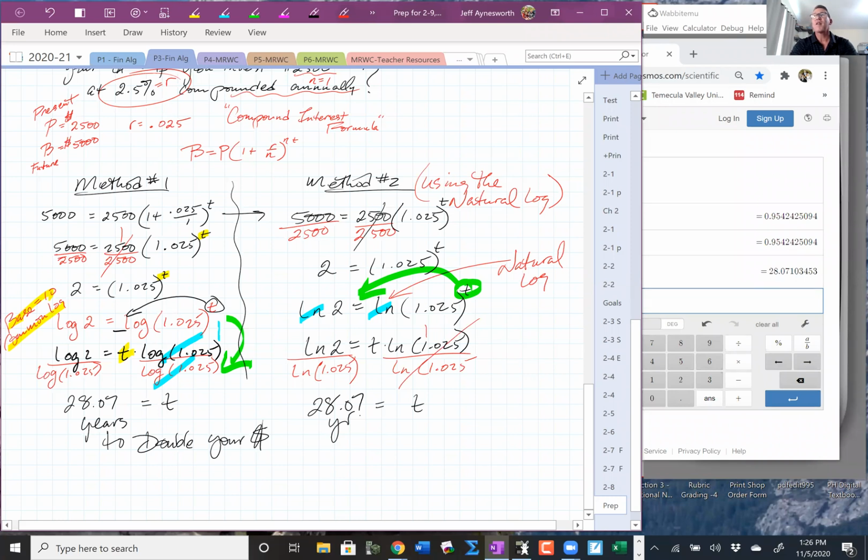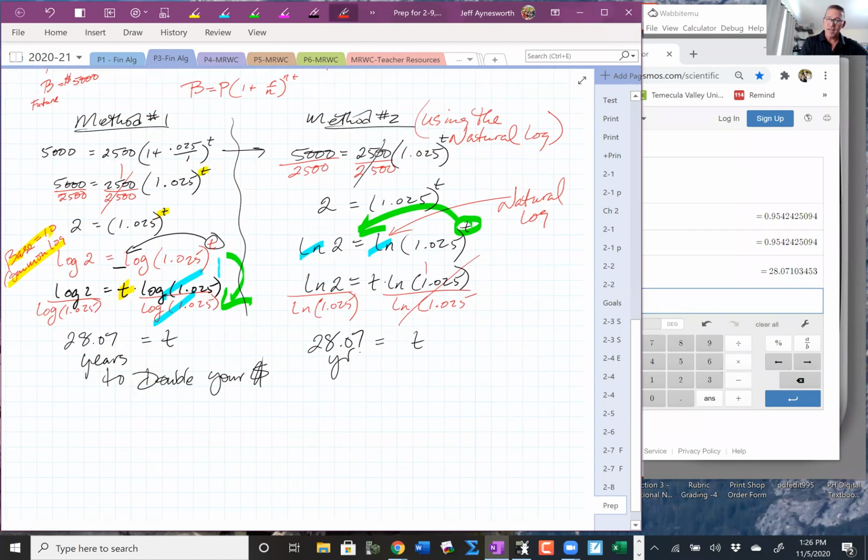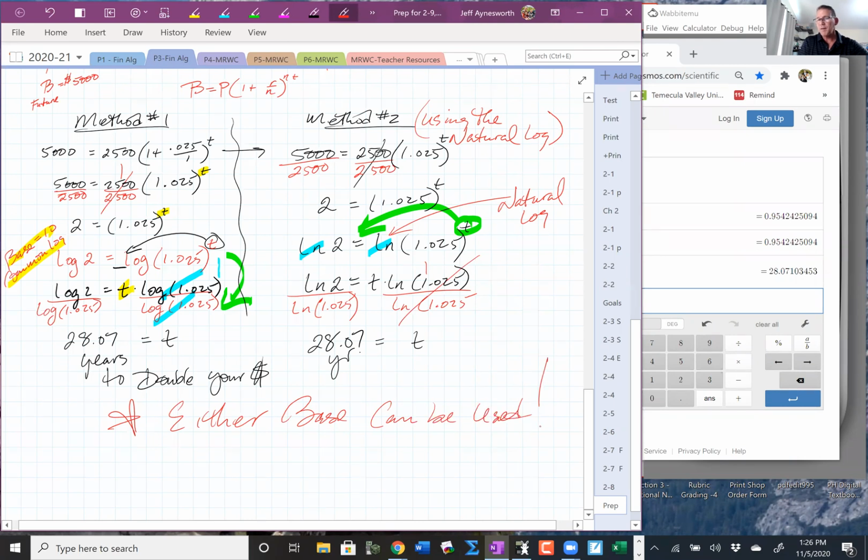Yes, you can use either base. You can use any base you want. I chose base 10 because it's on the calculator. I chose base E secondly because it's on the calculator. Those are the two function buttons that you have on the front of your calculator. So you can use either base, okay? Either base can be used. So keep that in mind, because when you do your problem solving later on, you could use either base.